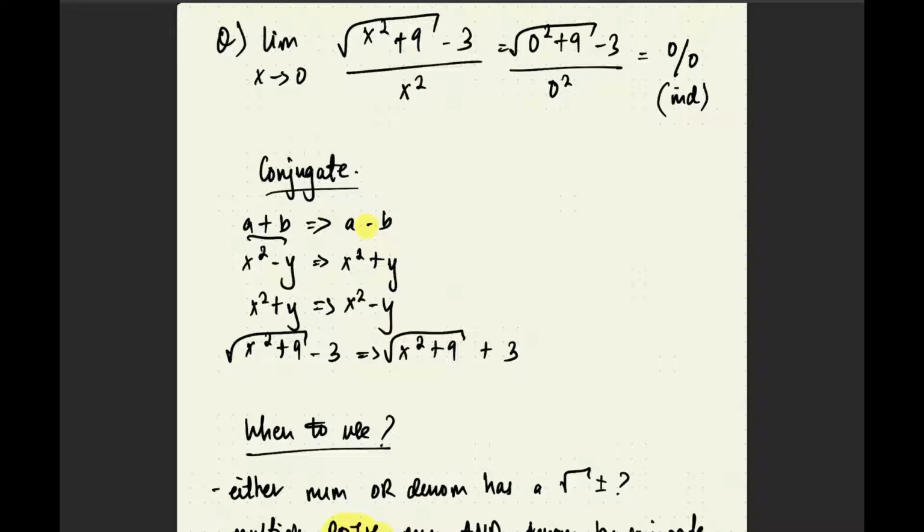The conjugate of x squared minus y is x squared plus y. Conjugate of x squared plus y is x squared minus y. The conjugate of the numerator of our limit over here at the top, under root x squared plus 9 minus 3, is the same two terms, right? The under root x squared plus 9 and 3, but just that the sign between them is flipped. So it's a rather simple idea. That's what a conjugate is in simple terms, right?